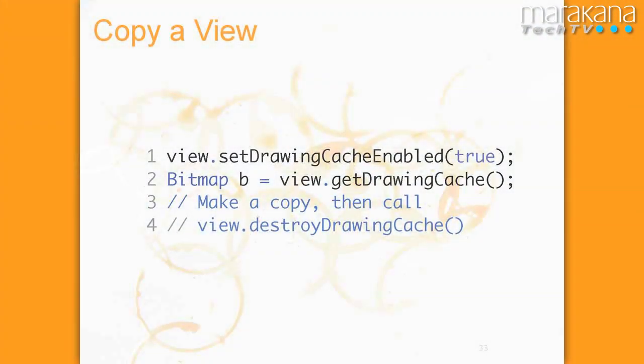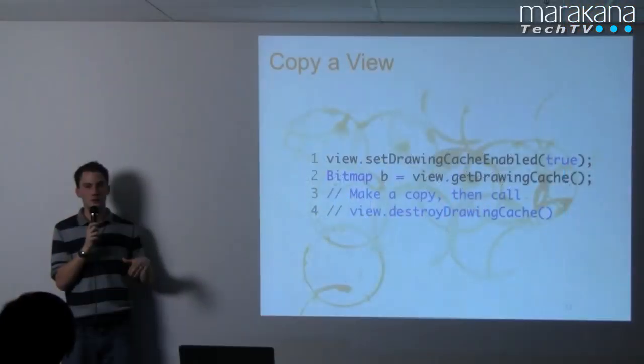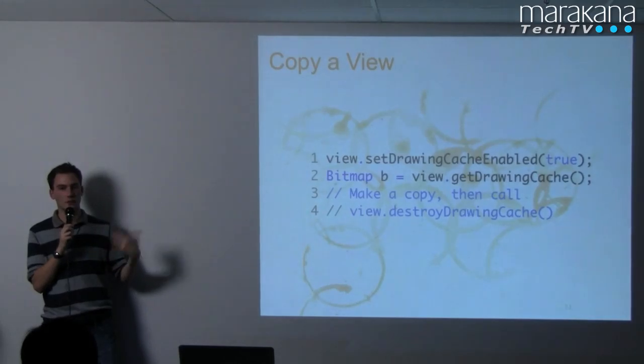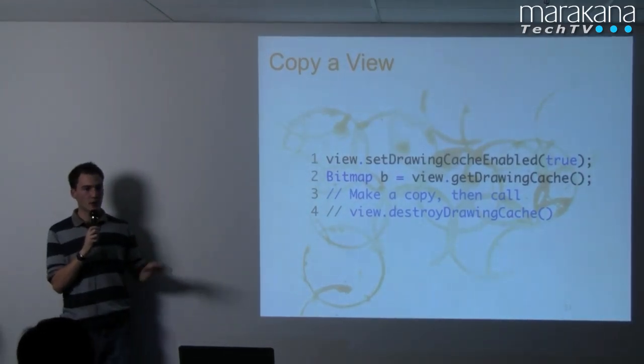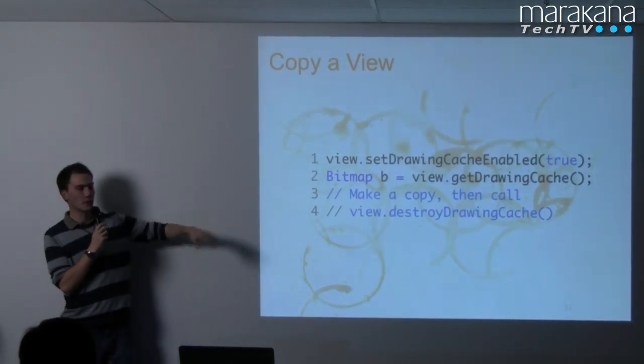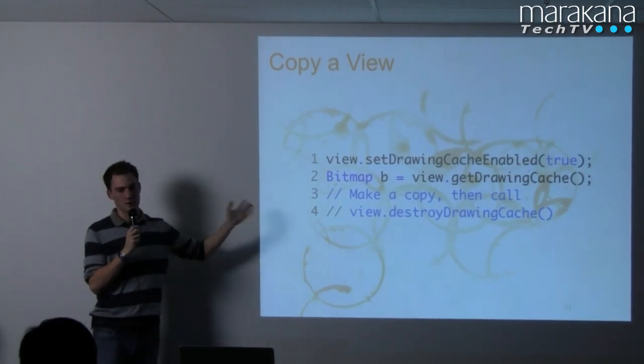And finally, another way to draw a view into a bitmap is to use an API that we provide called the drawing cache. So you just call view.setDrawingCacheEnabled(true), and then you call getDrawingCache, and you will get a bitmap. Be very careful with that bitmap. That bitmap will be used by the system, so do not recycle it. Do not keep a reference to it thinking that it will stay in memory forever. If you need to keep it around, make a copy. And when you're done, call destroyDrawingCache.